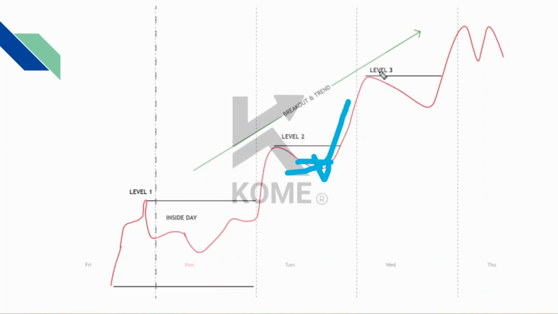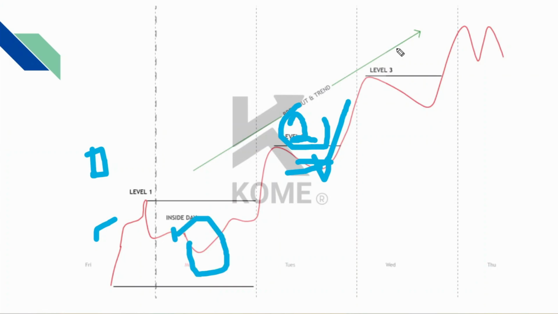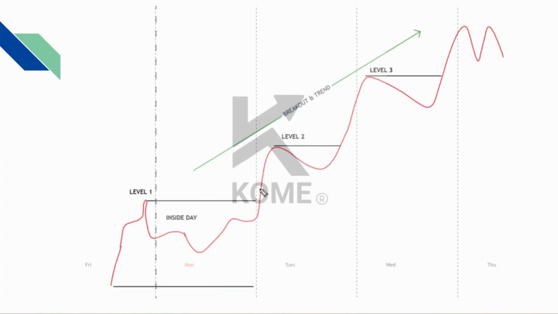Now this is Monday, Tuesday, and Wednesday. So we have Friday as the first day of our cycle. We have Tuesday as the second day, because as you can see, Monday was an inside day, so we are going to skip that. So we have level 3 on Wednesday, and usually we are going to see reversals in the market. You go to your chart and check. You are going to see most times a reversal on a Wednesday, especially when we have about 2 to 3 days of breakout prior to Wednesday.